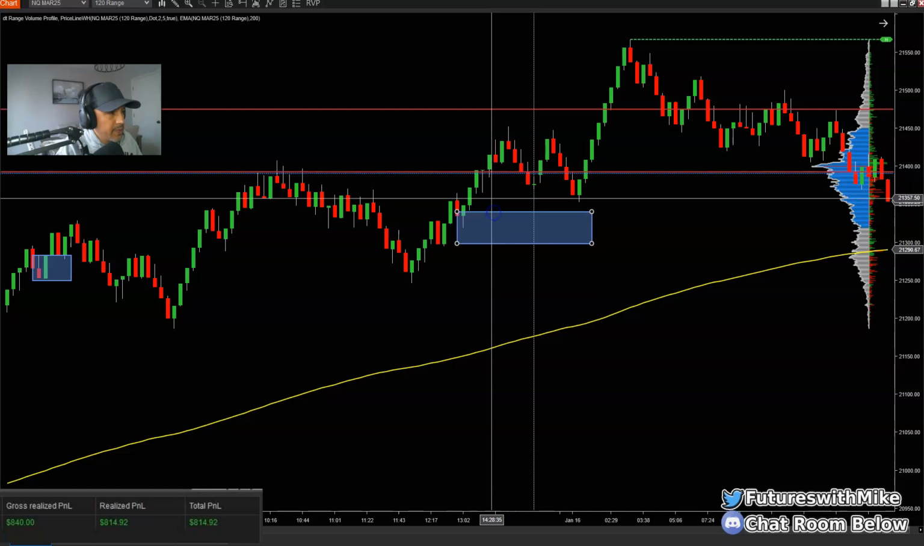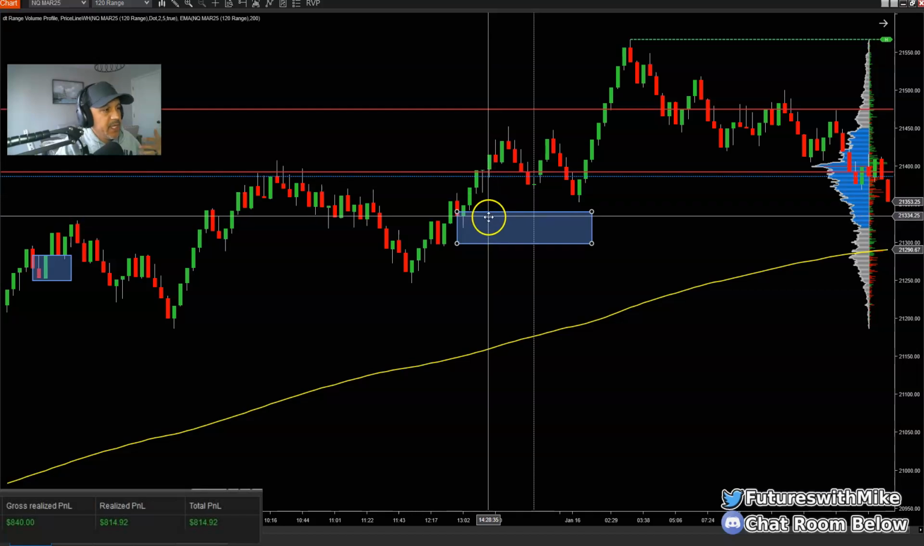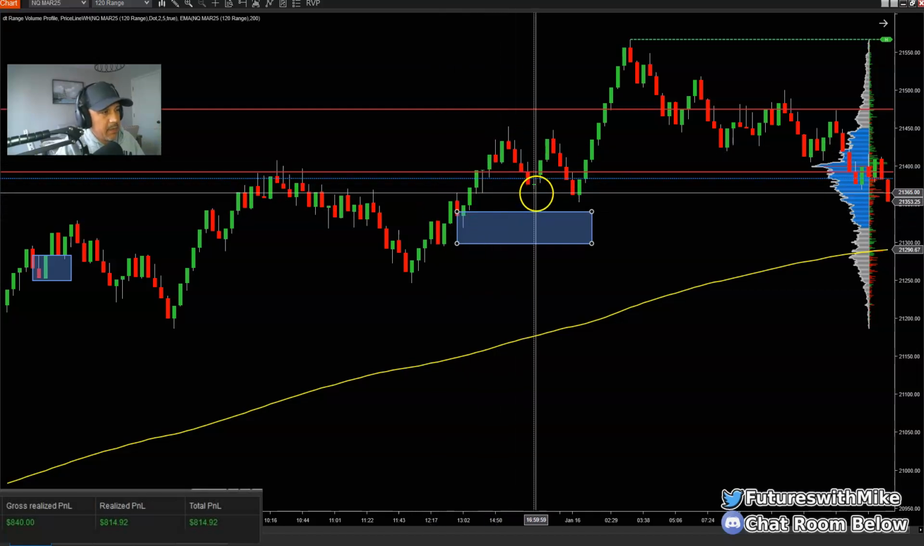Let me see if I mark something. Hold on a minute. Okay, now this one's actually a low probability setup. I want to show you the difference right here. This is actually a low probability setup, okay?